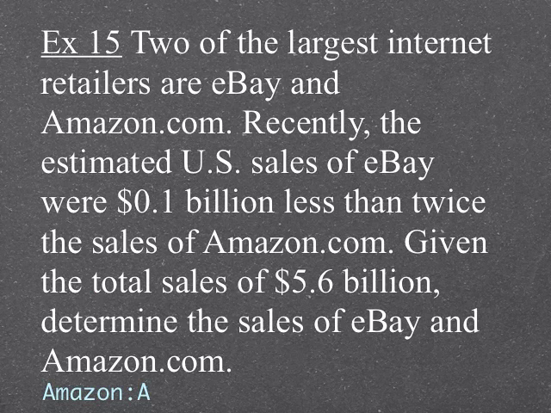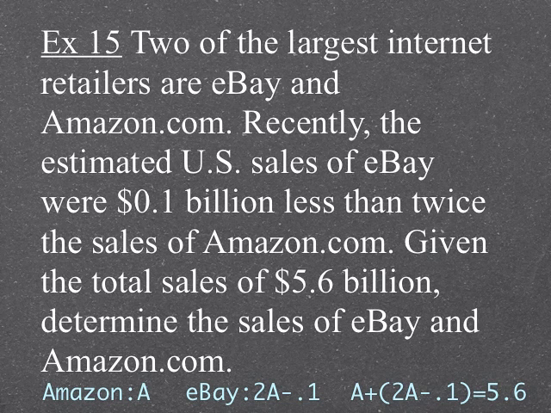We'll let Amazon be A. So eBay is 2A minus 0.1, 0.1 billion less than twice Amazon. And remember, less than, that's the tricky one where English and math are in a different order. So my equation would be, the total sales would be Amazon plus eBay. So A plus (2A minus 0.1) equals 5.6. Those parentheses are not necessary, but they might be helpful for some.